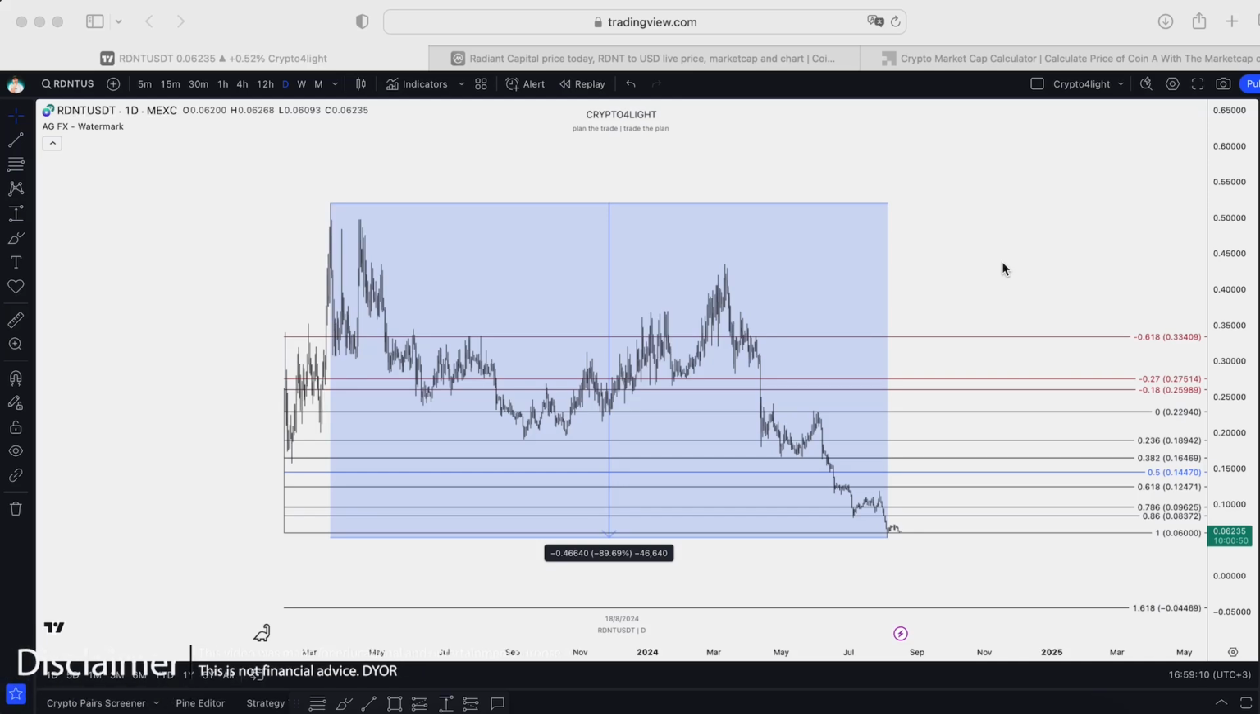The last token from your big list of requested tokens for analysis. This is an update for the RDNT/USDT trading pair with my custom set. Let's dive in.